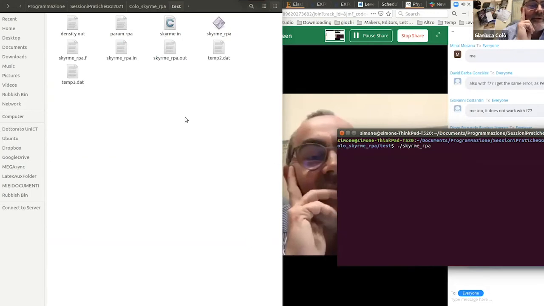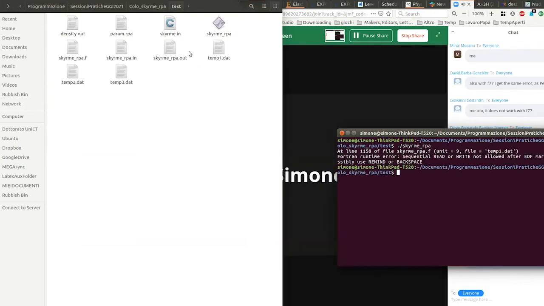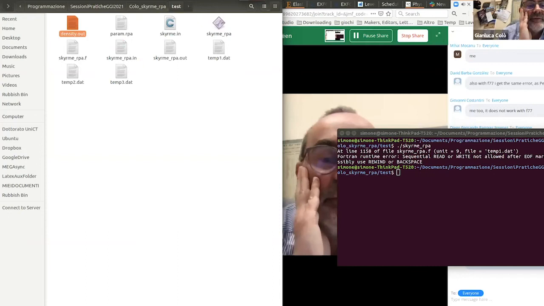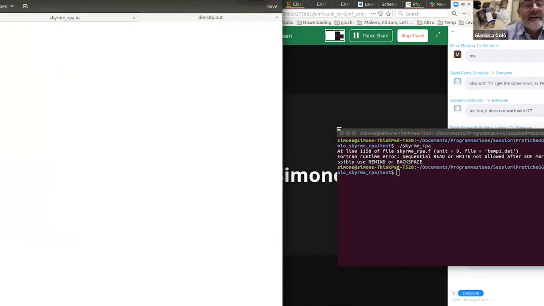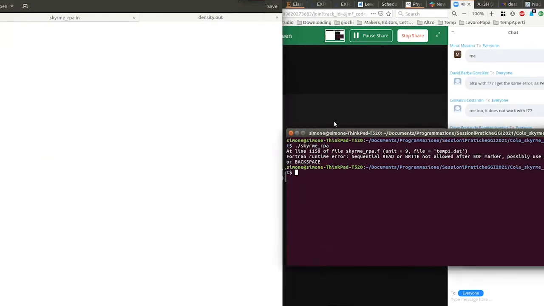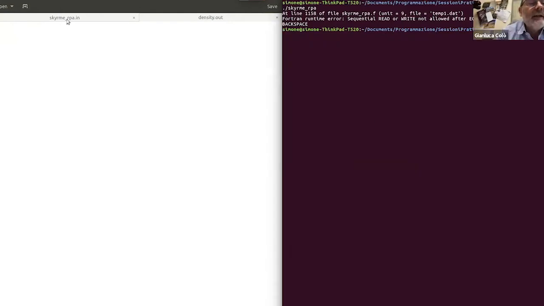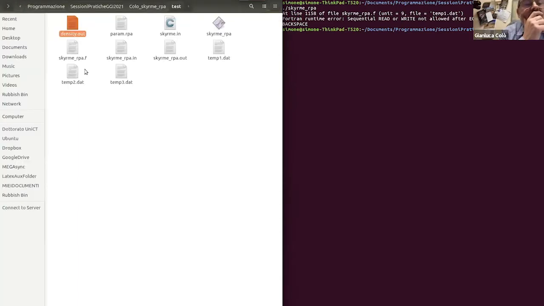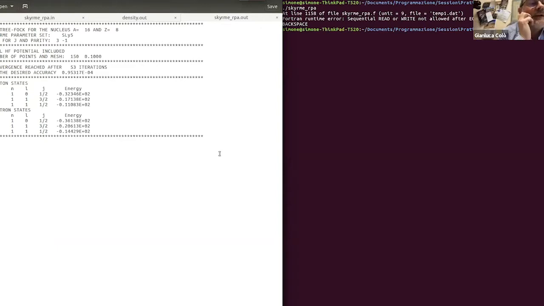You are running the same example I was running, right? Well, yes. Ignore this kind of message that you get there. Is it possible for you to make this window a bit larger, please? The terminal, let's say. Like that? Okay. So that was the input, it should be the same. And what about the output? This is the density, and it's empty. Let's look at the output. Oh, it stops there.